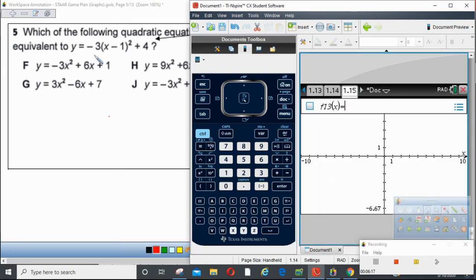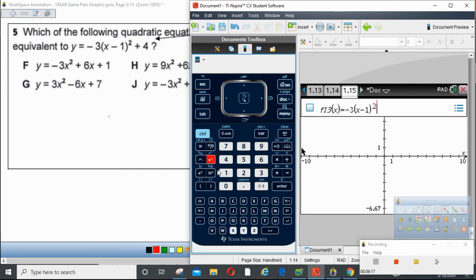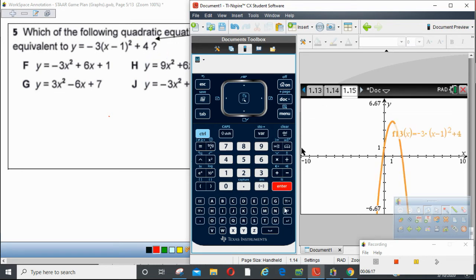And we're going to type in the original problem. So -3 parentheses x minus 1, close parentheses, squared. You do have to make sure you type this in right. Usually if there's a mistake, it's because we forget something. And so make sure you type it in right. So we hit enter. All right, so this is orange.